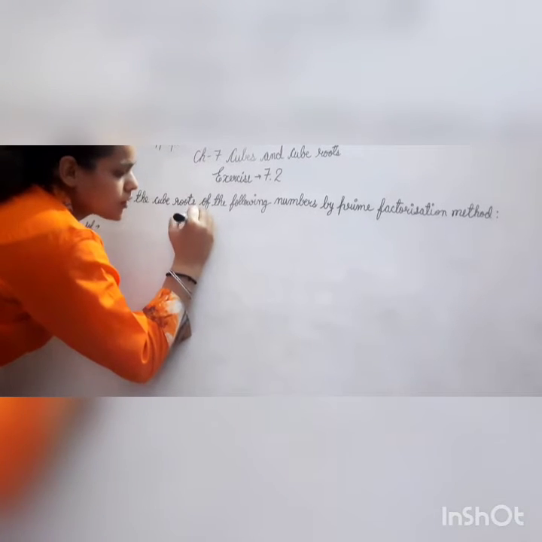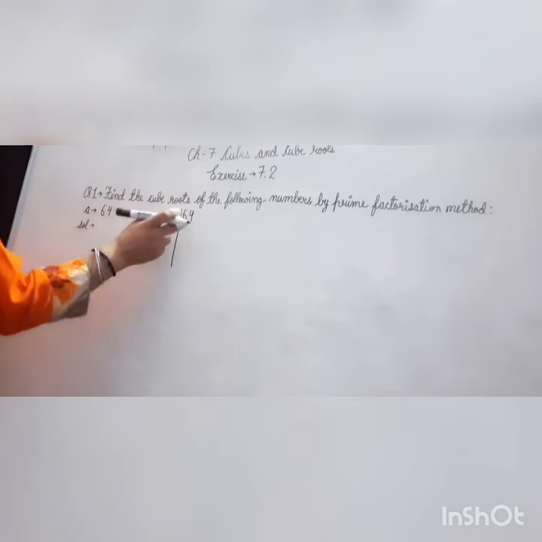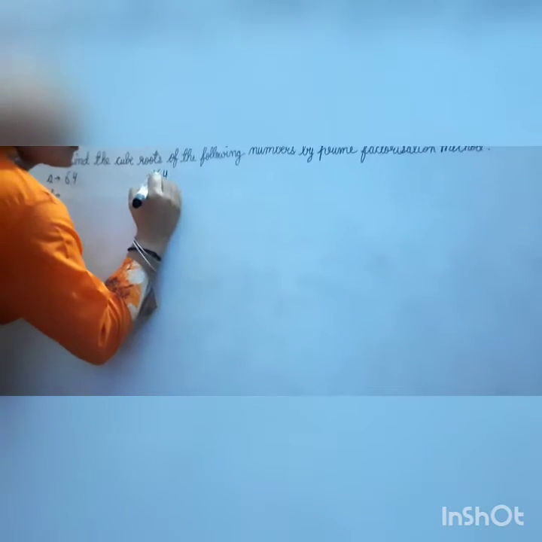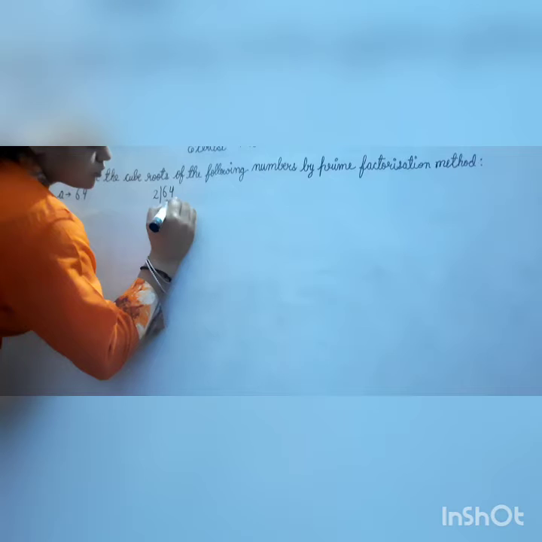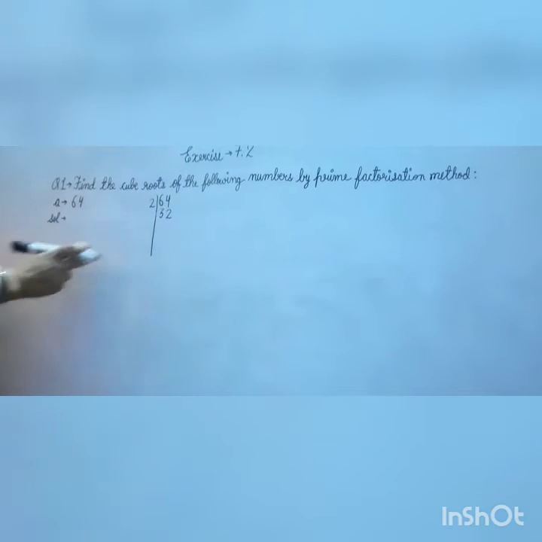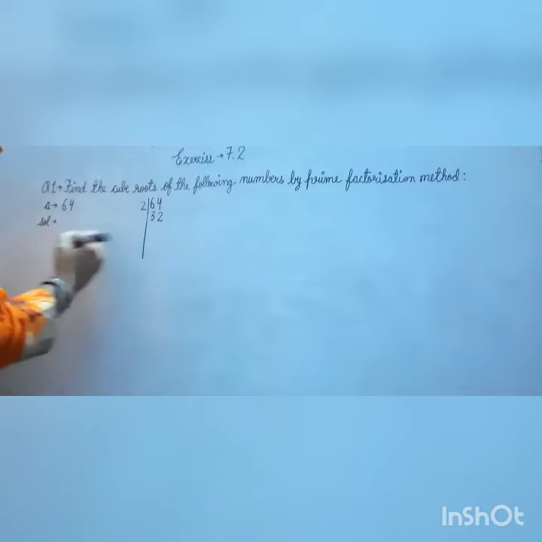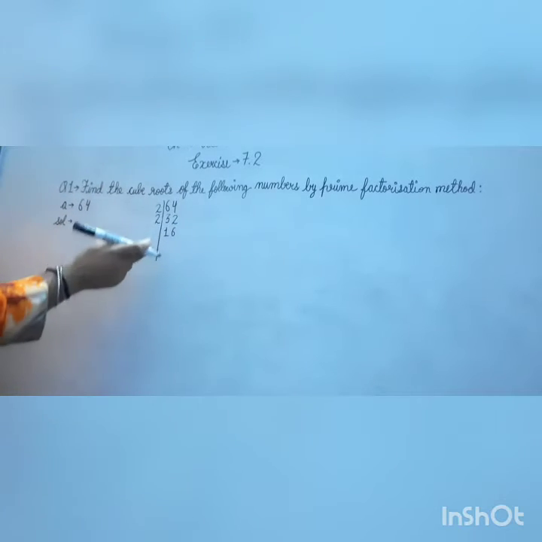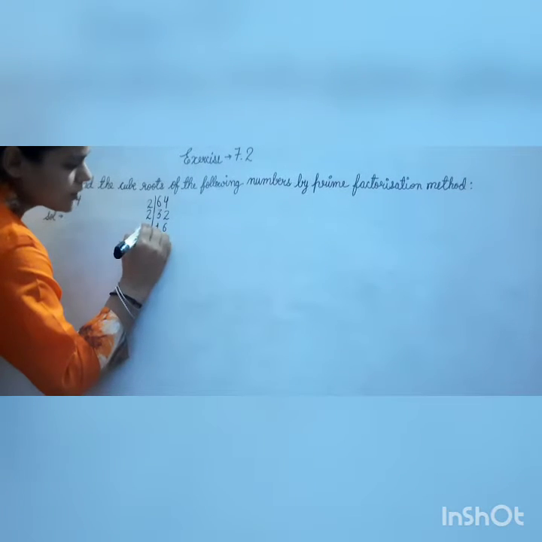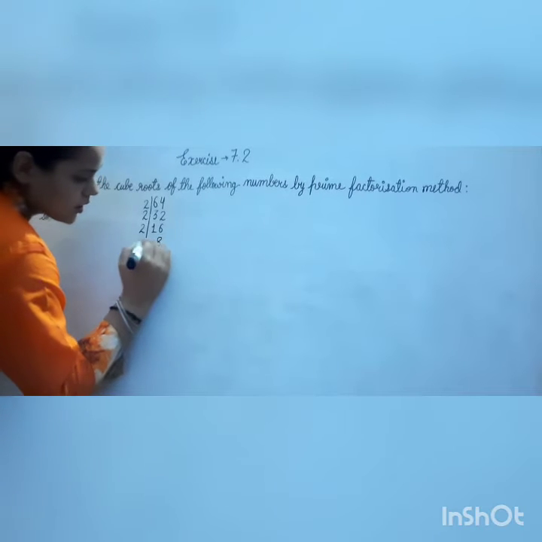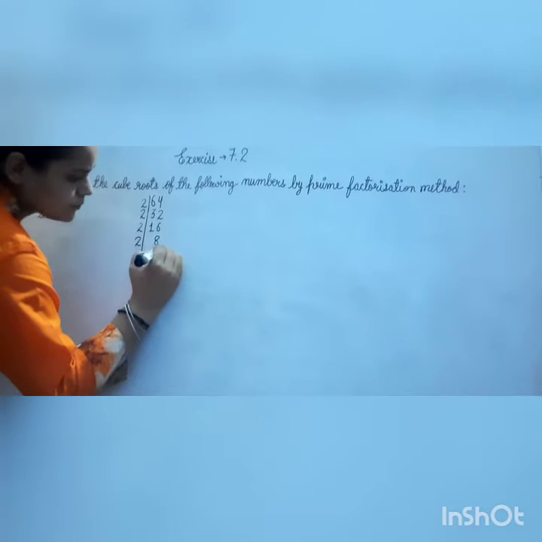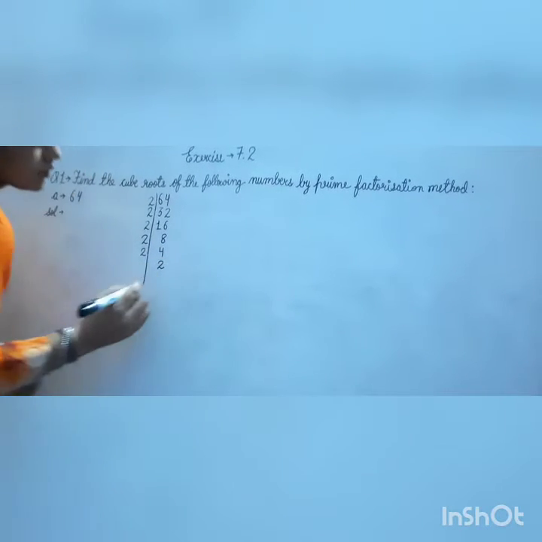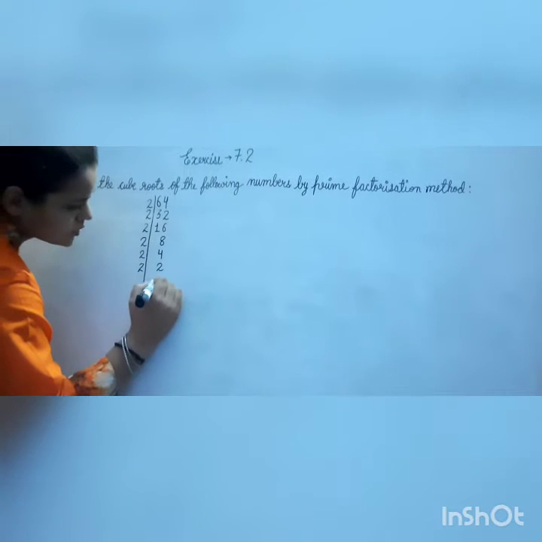We will find the prime factor of 64. Okay. You know that 64 is an even number. We will divide it by 2. 2 3s are 6, 2 2s are 4. Again you can see that this is an even number. You will divide it by 2. 2 1s are 2, 2 6s are 12. Okay. This is an even number. Again you will divide it by 2. 2 8s are 16. Again 2. 2 4s are 8. Again 2. 2 2s are 4. Again 2. 2 1s are 2. Okay.